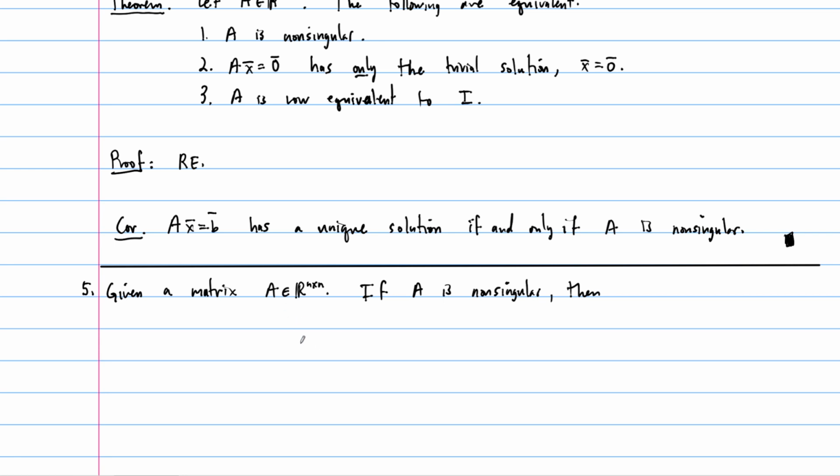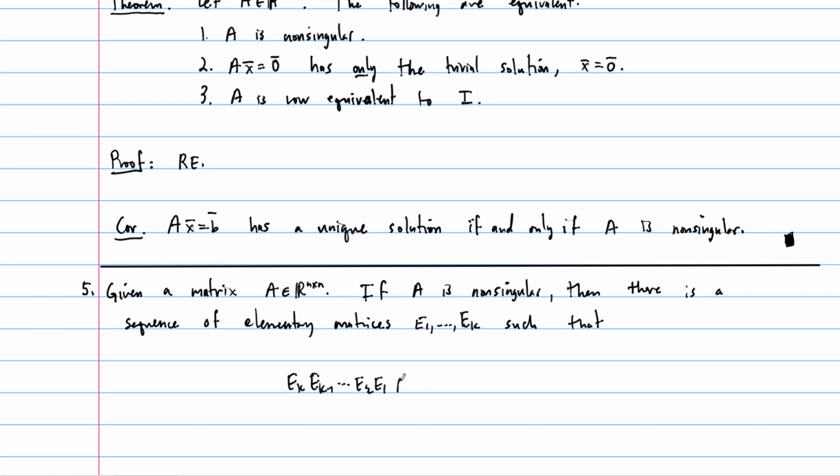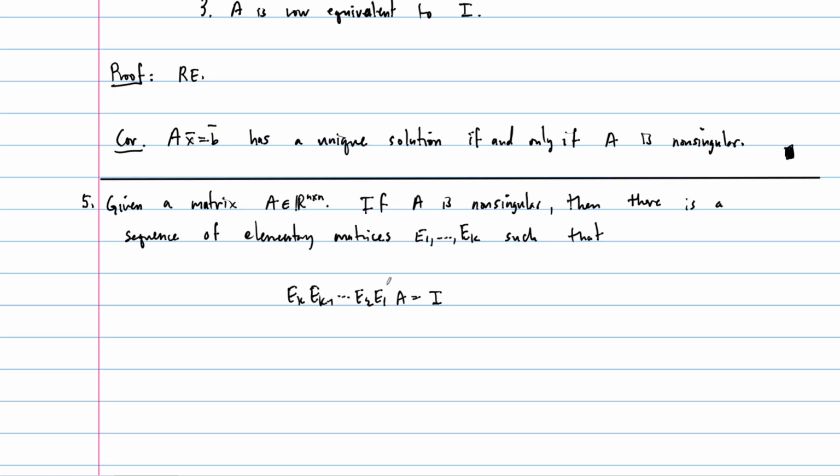There is a sequence of elementary matrices E1 through EK such that, look what we have, EK times EK minus 1 down to E2, E1, A is equal to I, right? Well, whatever this product of these elementary matrices is, it must be A inverse, right? This must be A inverse.